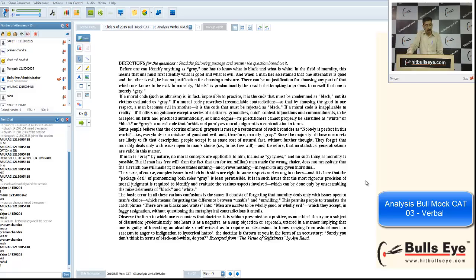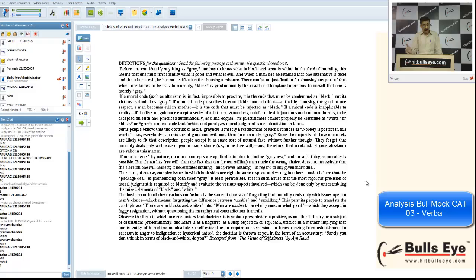It says that before one can identify anything as gray, one has to know exactly what we mean by black and white. In the field of morality, black means wrong, evil. White means good. So the first paragraph highlights the difference between black and white and what exactly should be the definition of the word gray.